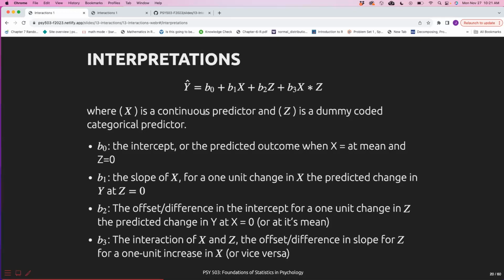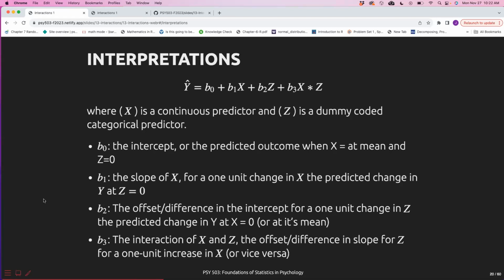So here we're fitting a continuous, so this is our x variable, by z, which is our categorical variable, regression model with an interaction, right? So b sub 0 here is going to be our intercept, or the predicted or expected outcome when x, which is our continuous predictor, is at its mean if we mean centered it, and when z equals 0, so when z is female. b1 is going to be the slope of x. So for a 1 unit change in x, that's the predicted change in y at z equals 0, so at the reference level of your categorical predictor.